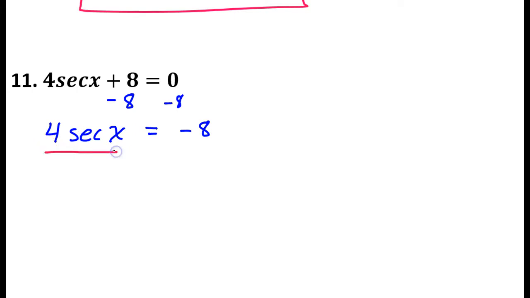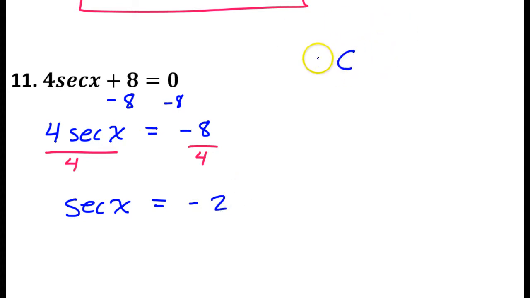Dividing both sides of the equation by 4, that's going to give me secant x is equal to -2. Now, secant is the reciprocal of the cosine function. Alright, these are reciprocals of each other.